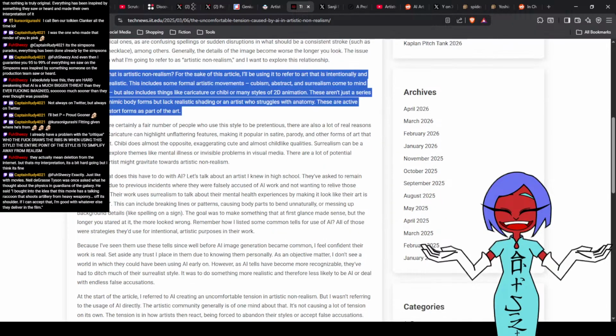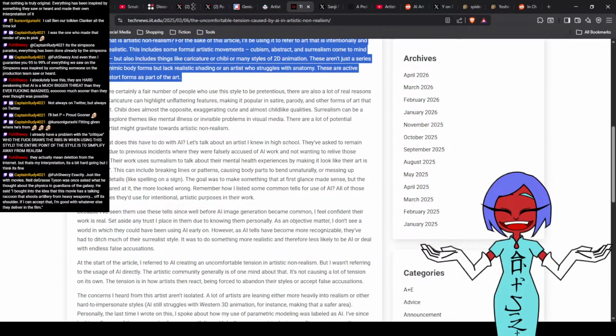"First of all, what is artistic non-realism? For the sake of this article, I'll be using it to refer to art that is intentionally and actively not realistic. This includes some formal artistic movements, cubism, abstract, surrealism come to mind immediately, but also include things like caricature, chibi, many styles of 2D animation. These aren't just series of flats that mimic body forms but lack aesthetic shading, or an artist who struggles with anatomy. These are active choices to distort form as part of the art."